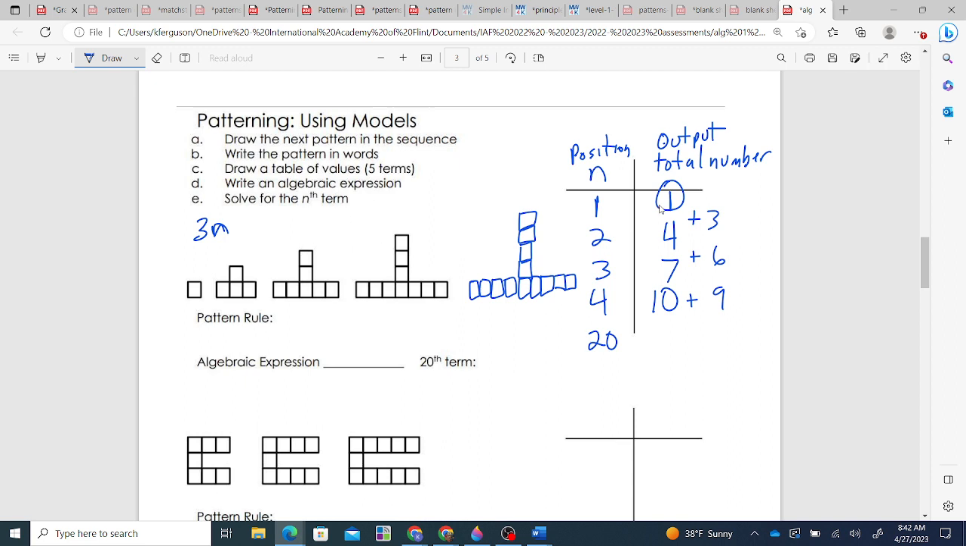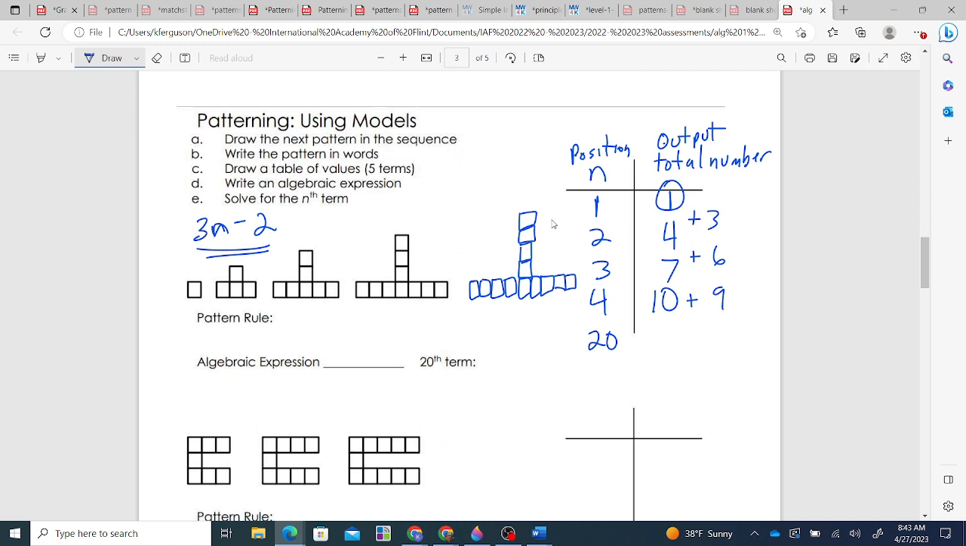So how do I get 1 if I start with 3? If I have 3, how do I get 1? Subtract. Subtract what? 2. There's my function rule. Let's see if it works. My first term, I plug in 1 for n. 3 times 1 is 3, minus 2 is 1.